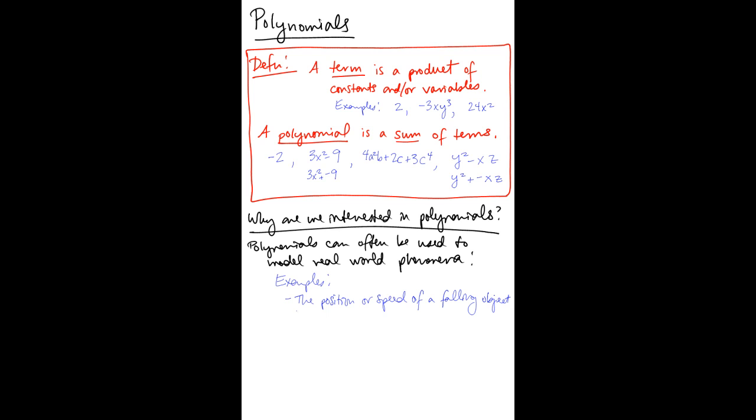For example, the volume and area of rectangular solids. Rectangular solids meaning things like squares, rectangles, cubes, etc. And often more complex equations, like for example, if I had a graph that looks something like this, I can actually approximate that with polynomials. So polynomials can often be used to approximate more complex equations or graphs.